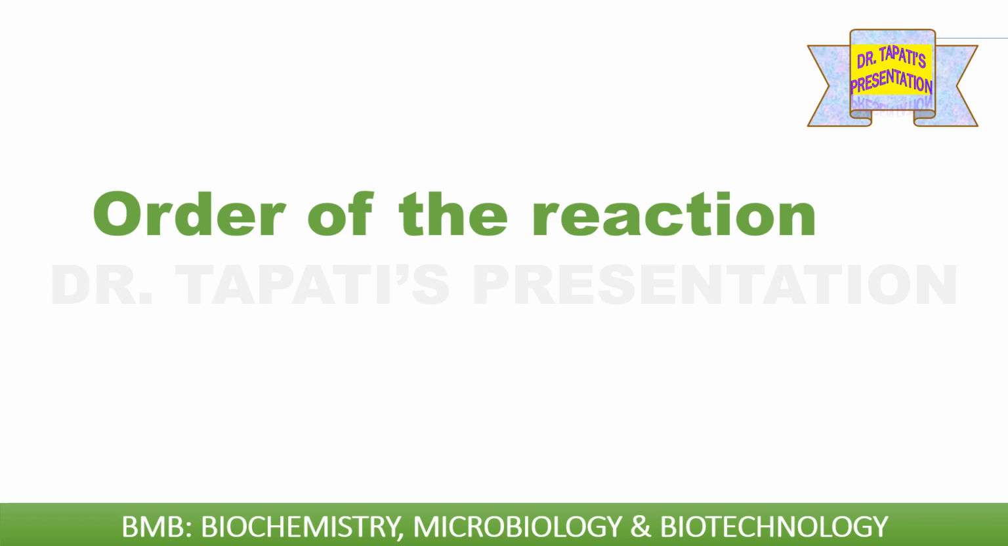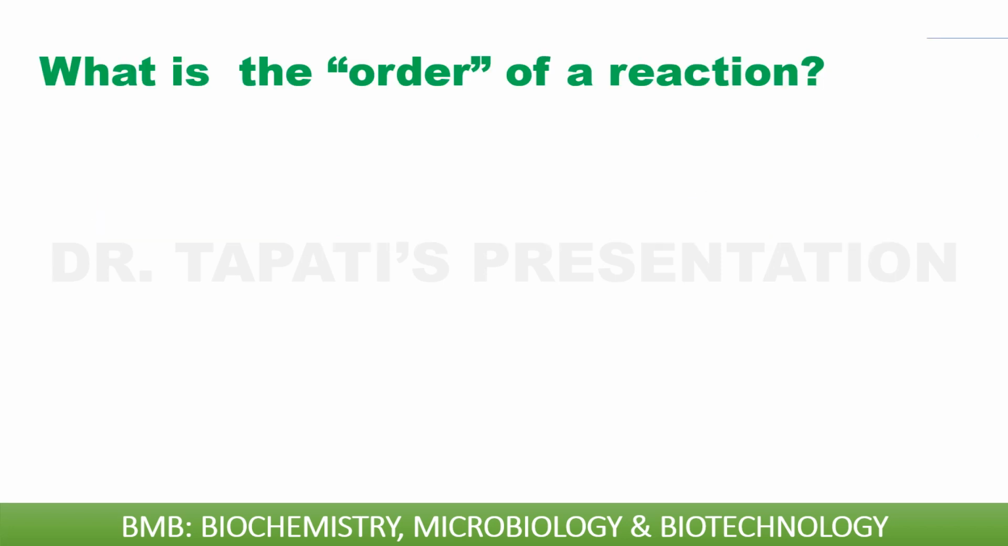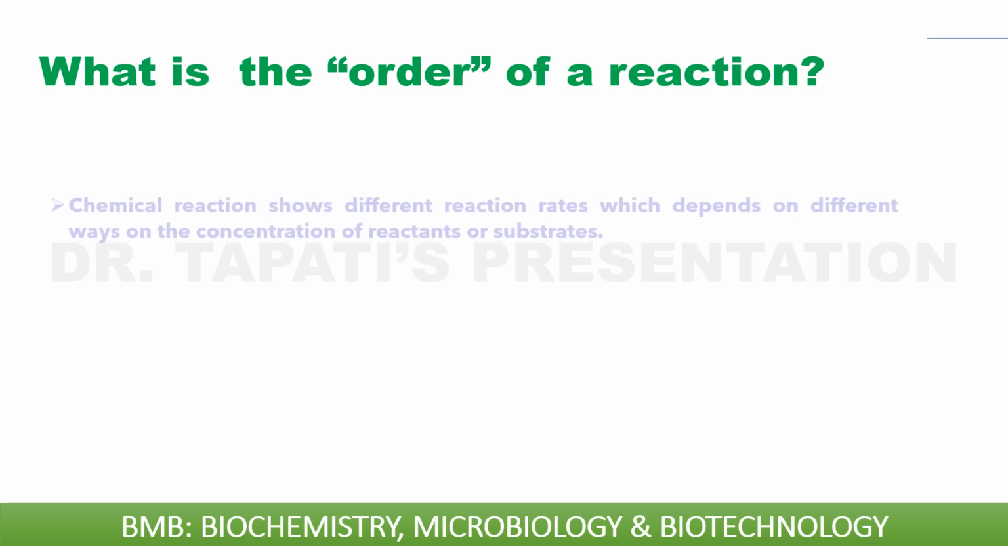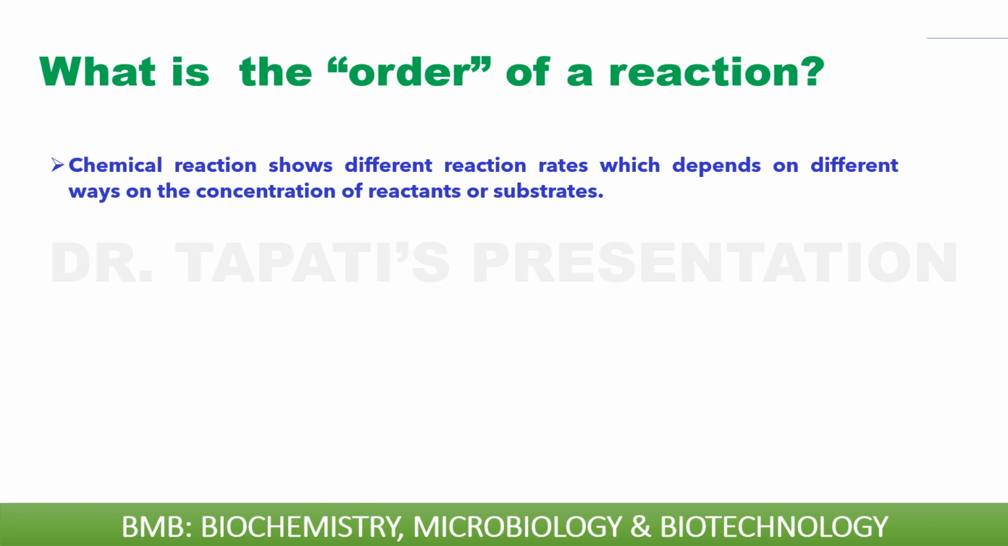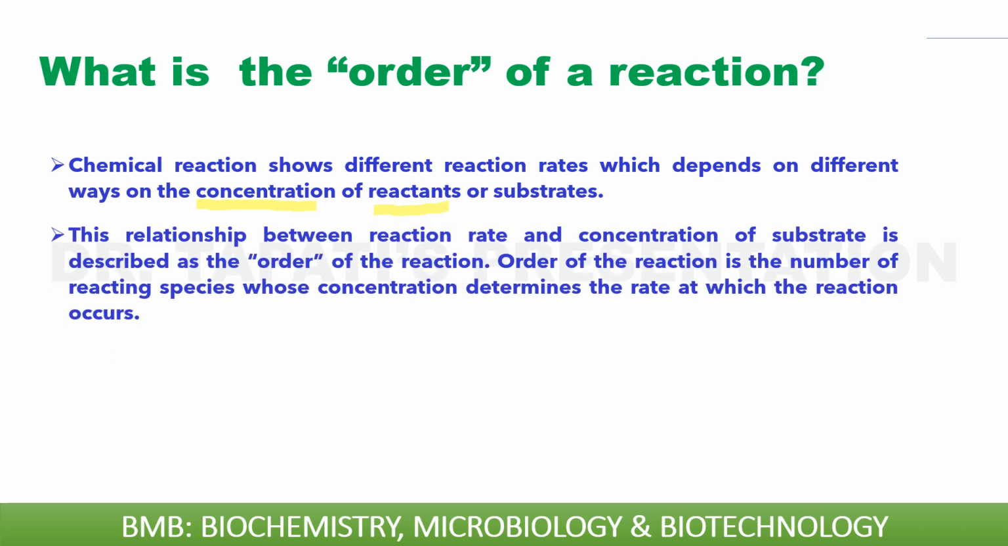Before going to details of enzyme kinetics, you should know about the order of a chemical reaction. What is the order of a reaction? Chemical reactions show different reaction rates which depend in different ways on the concentration of reactants. This relationship between reaction rate and concentration of reactant is described as the order of the reaction. Order of the reaction is the number of reacting species whose concentration determines the rate at which the reaction occurs.